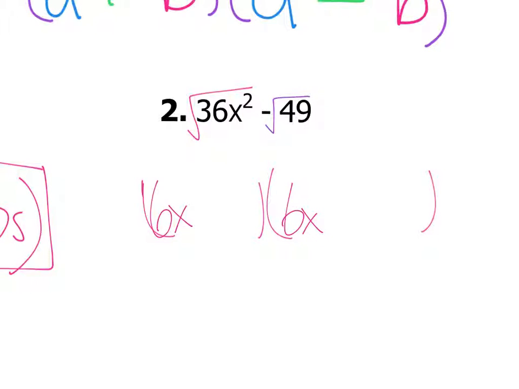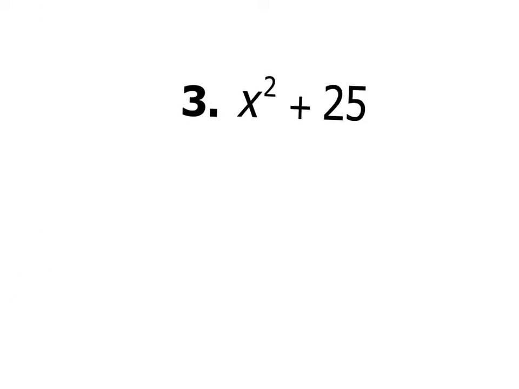Alex, what's the square root of 49? 7. So that goes in the second two spots. One's a plus, one's a minus. All right, last one.